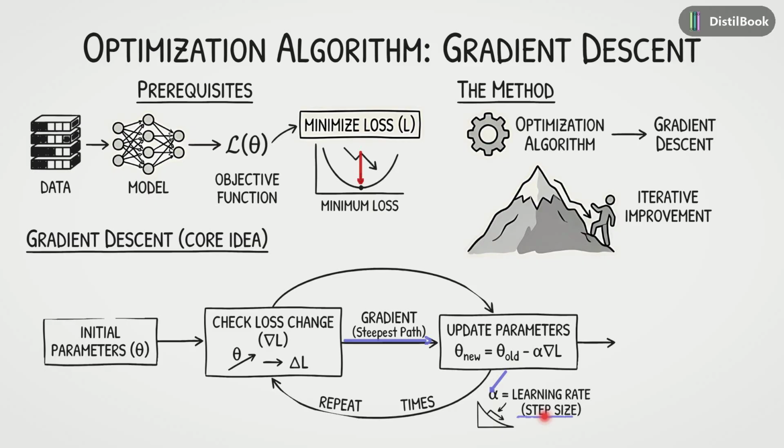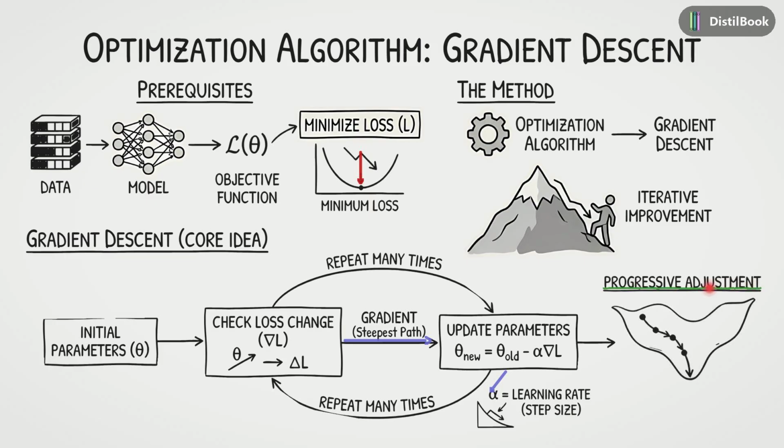We don't just do this once. We repeat this many times, looping back to check the loss again with our new parameters. This creates a progressive adjustment. If you look at this graph on the right, you can see how the model's parameters move down step by step through the valley. Eventually, they settle at the bottom, moving towards minimum loss, which gives us the best possible model. Gradient descent is simply an iterative process of taking small steps in the direction that reduces error until the best possible model is found.